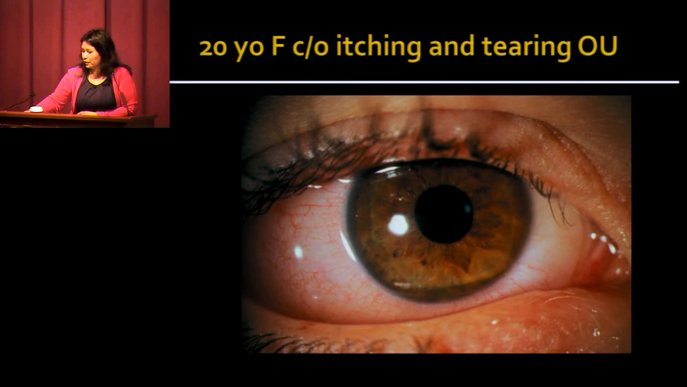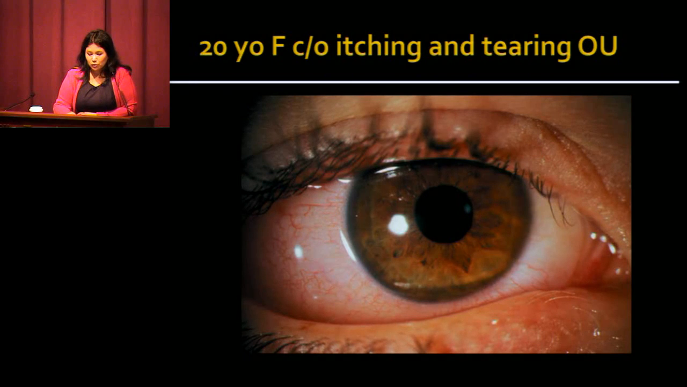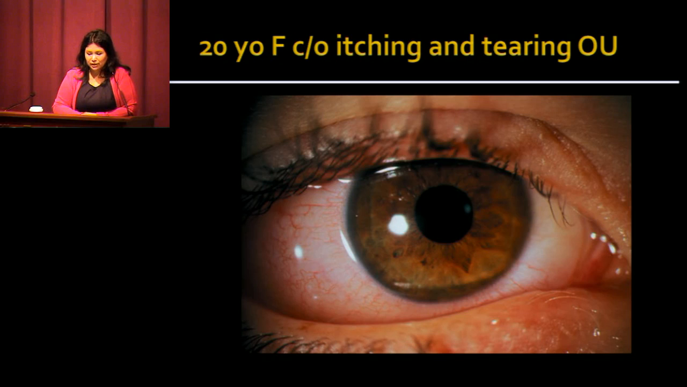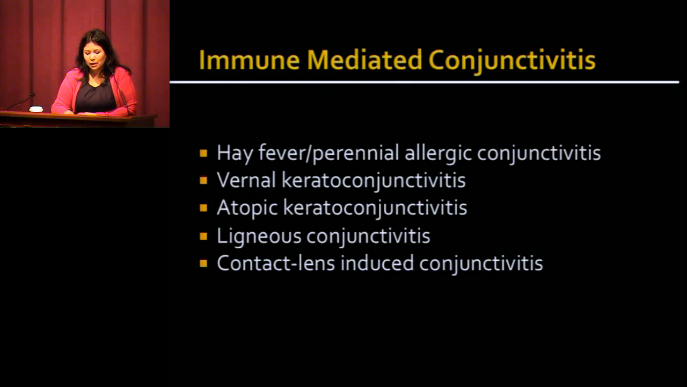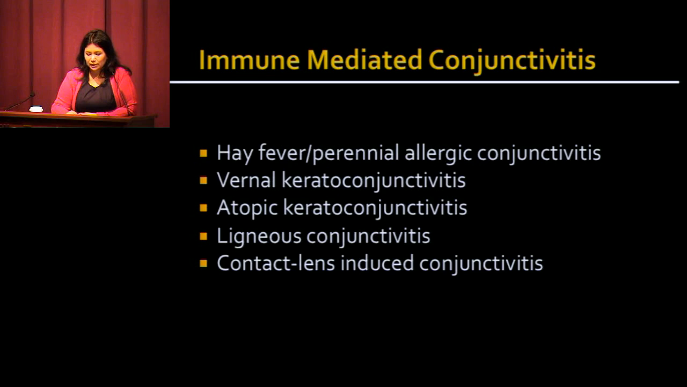Okay, moving on here. We are moving on to the immune-mediated conjunctivitis. So this is a 20-year-old who comes in itching, tearing, both eyes, with a watery, teary eye with conjunctival injection, and you want to think about immune-mediated. It's usually bilateral, anything like hay fever, could it be vernal, atopic, ligneous, or contact lens-induced?